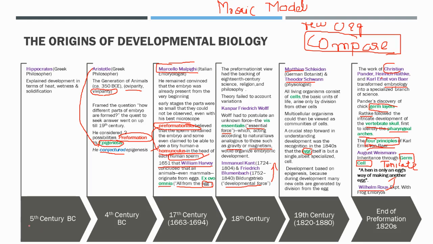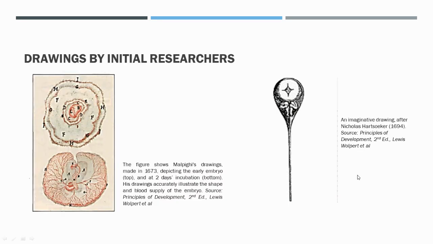So we see from the 5th century BC onwards, the things have progressed in this manner, and we have come to the 21st century knowledge, and we'll see that rapid progress has ultimately happened in the 21st century. So these are the initial drawings that we can look at. These are the original drawings that were given by Malpighi. So he has drawn very intricate diagrams.